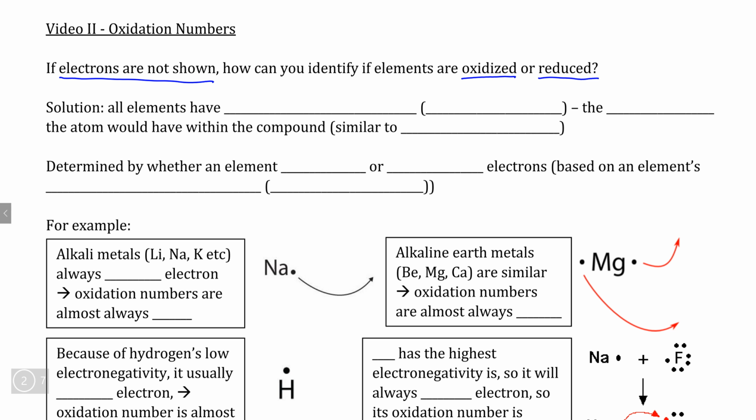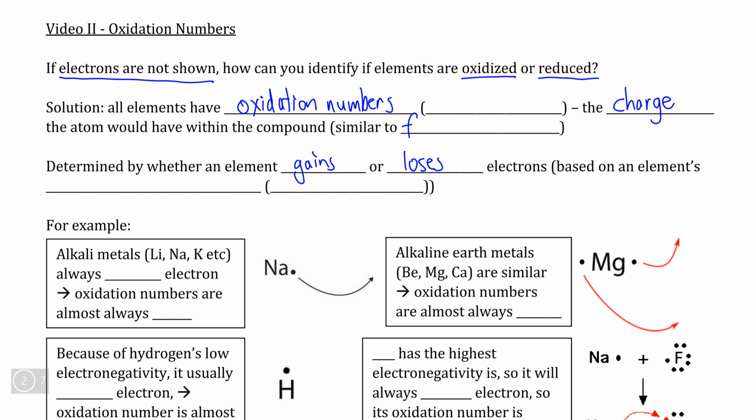The problem with this is if we can't see whether an element is losing electrons or gaining electrons, how can we identify whether an atom is reduced or whether it's oxidized? Well, in order to do that, we can use something that we call oxidation numbers as a way to identify whether an element has gained electrons or lost electrons. So oxidation numbers simply represent the charge that an atom would have within a specific compound. In other words, whether the element gains electrons within a compound or loses electrons within a compound.